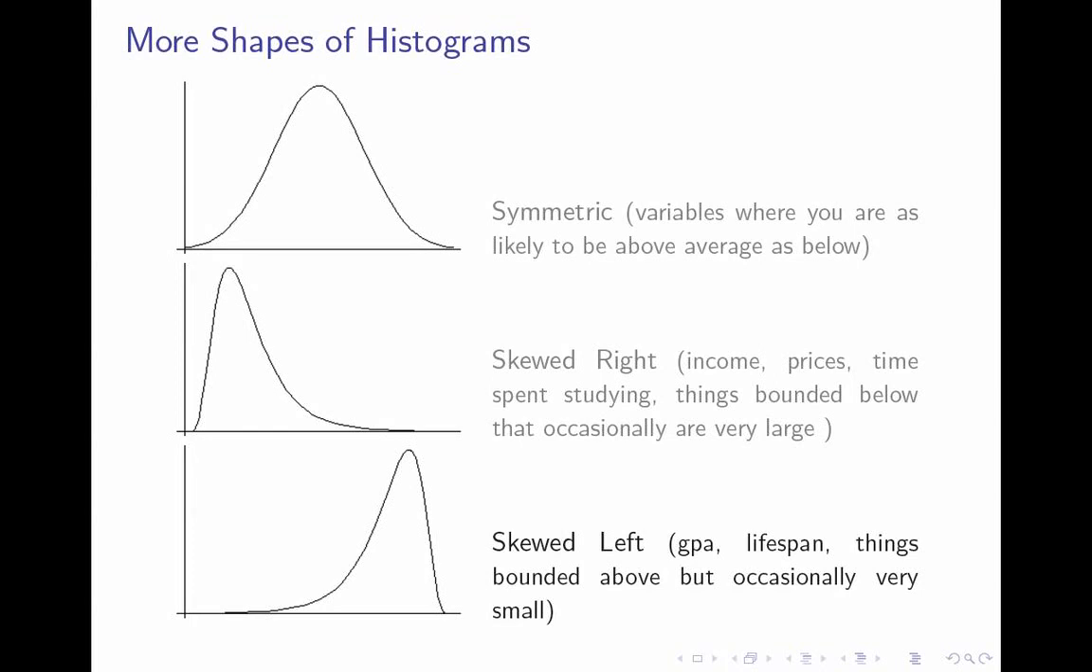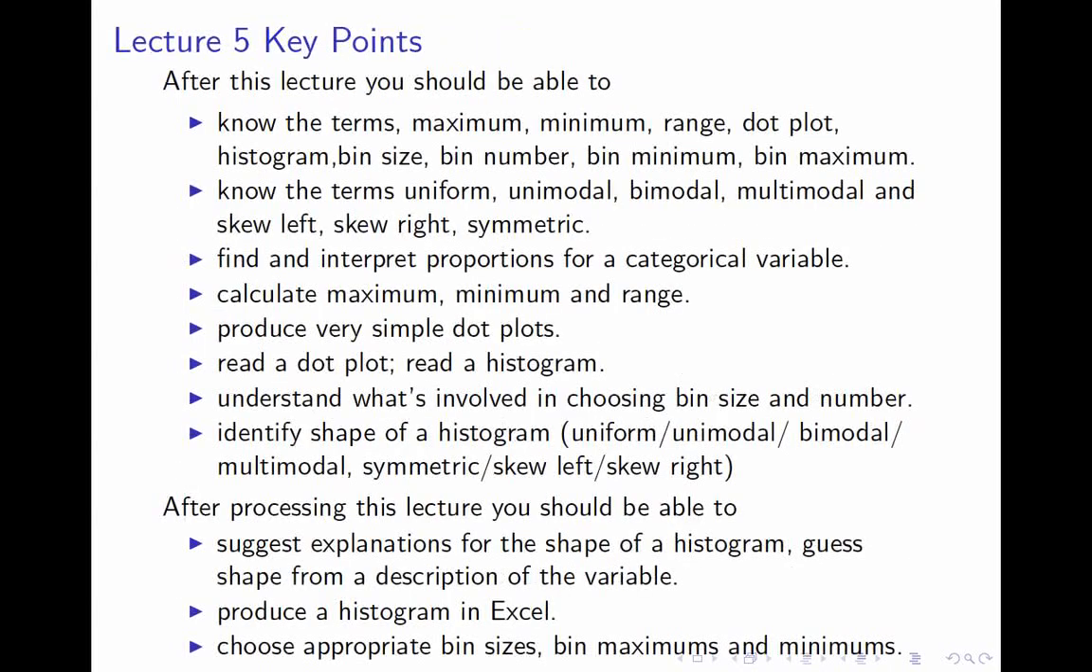Similar things apply to lifespan, where the typical lifespan is only a little bit less than the maximum lifespan. Minimum lifespan is a good bit less than typical. Okay, so we've seen a lot of things. So there's a long list of things you need to know. Most of them are pretty easy.